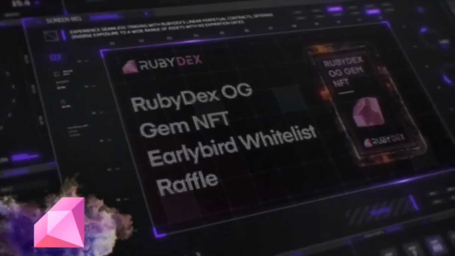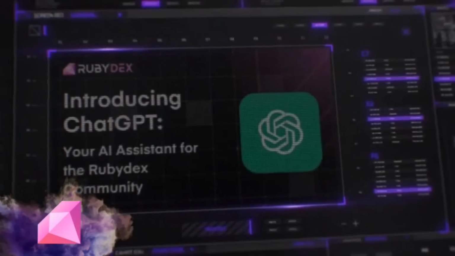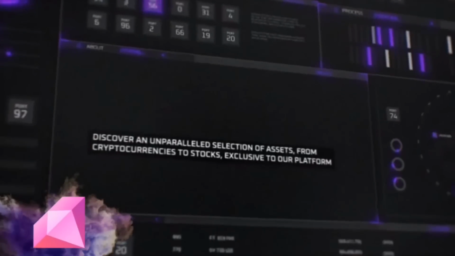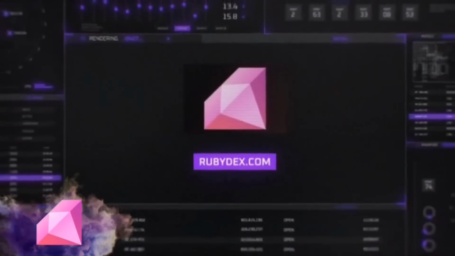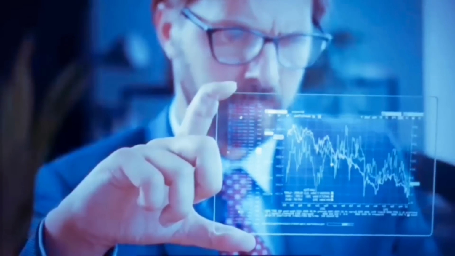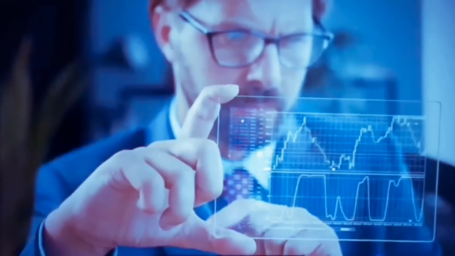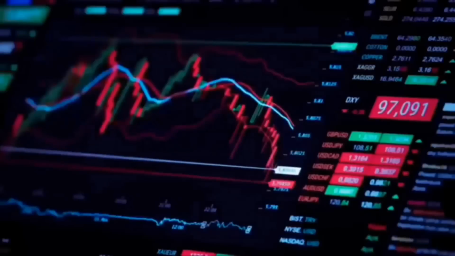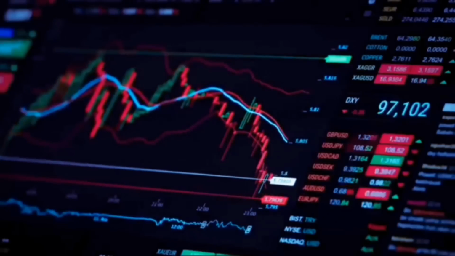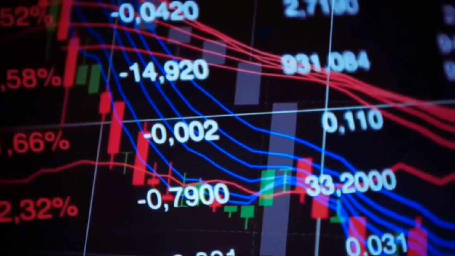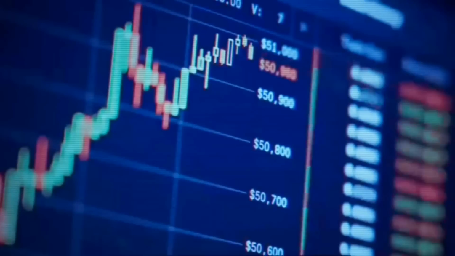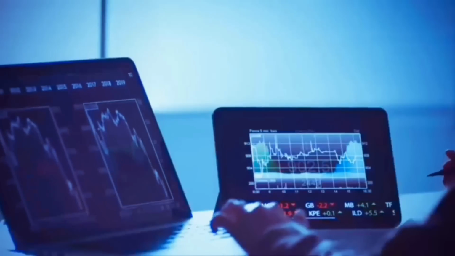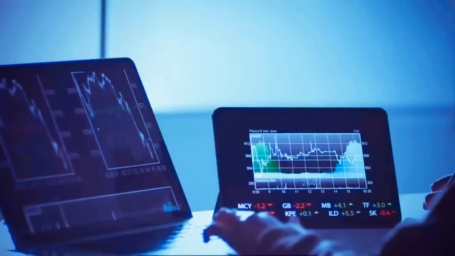Rubydex is a cutting-edge decentralized exchange that caters to a wide range of financial markets, including Forex, stocks, cryptocurrencies, and NFTs. As a prominent platform in the decentralized finance space, Rubydex offers users unparalleled opportunities to trade various assets in a secure and transparent environment. Unlike traditional exchanges that rely on intermediaries, Rubydex operates on the principles of decentralization and smart contracts powered by blockchain technology. This approach eliminates the need for third-party involvement, reduces costs, and ensures the greatest privacy and control for the users.